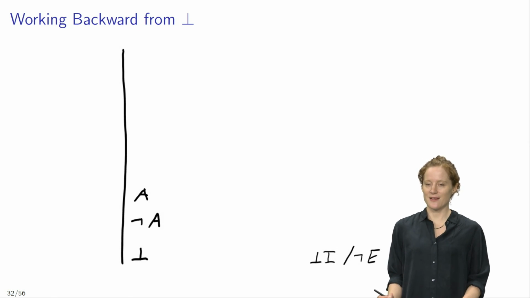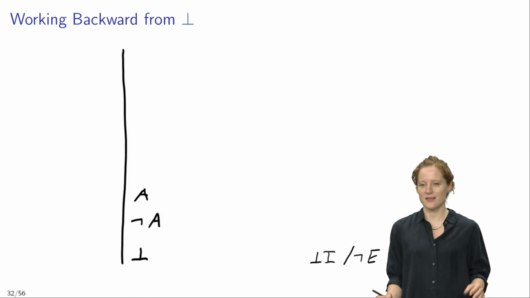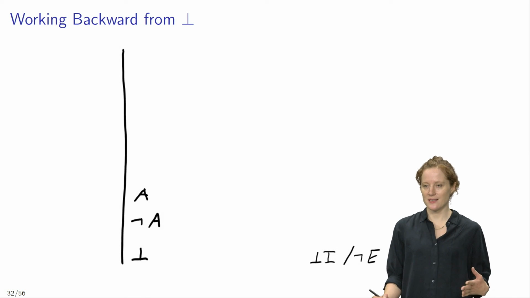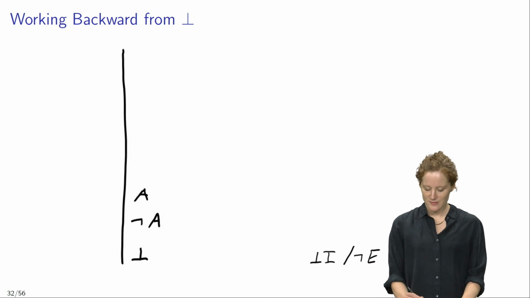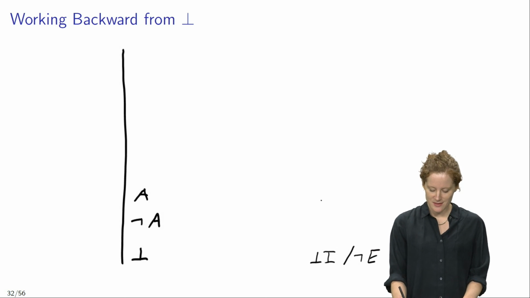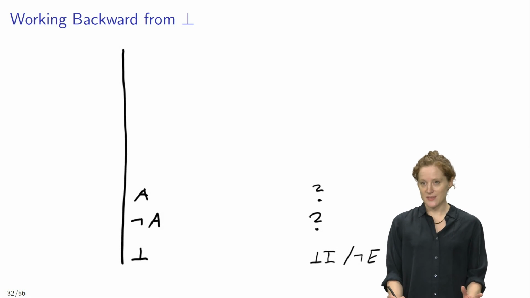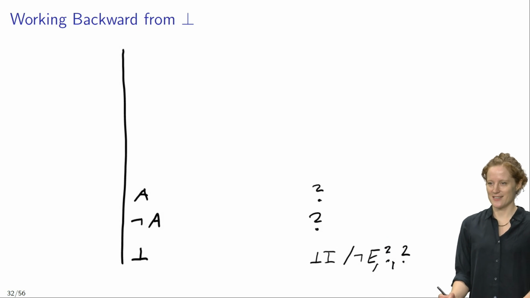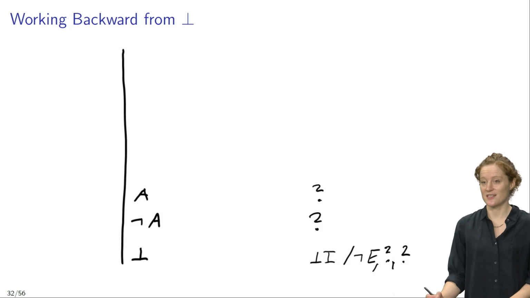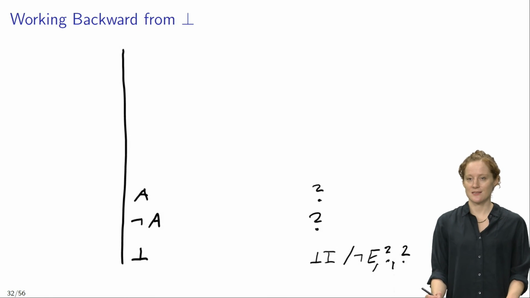Since once I have established both A and not A, I can infer bottom by citing either bottom introduction or negation elimination. And I'm going to put question marks behind both A and not A to remind myself that I still have to prove these two sentences, and also put question marks here to remind myself that I need to supply line references and tell my reader to which lines in my proof I apply this sentence.